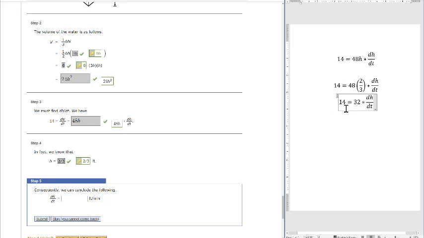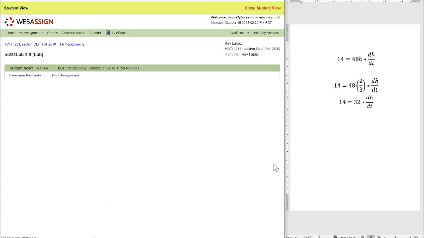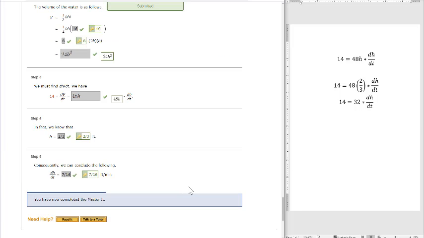And we have 14 divided by 32, and that's what dh/dt is going to equal. Now I want a simple fraction, I suppose. 14 and 32 are both divisible by 2, so that's going to give us 7 divided by 16. And I think that's about as simple as we can get. All right, so that's the end of that problem.